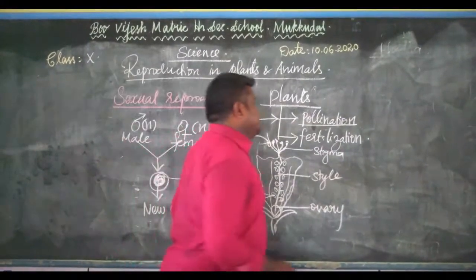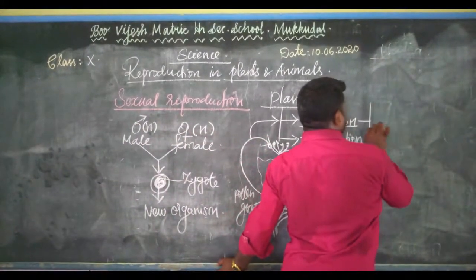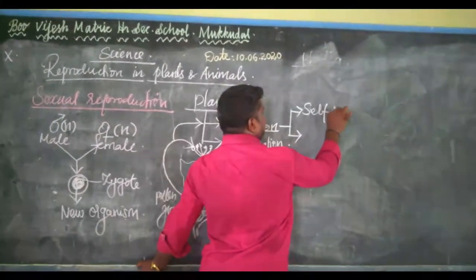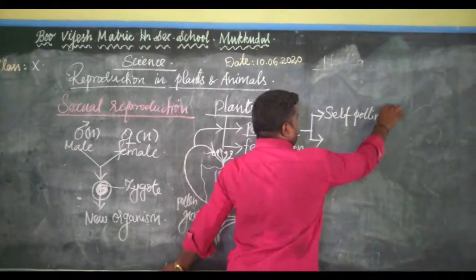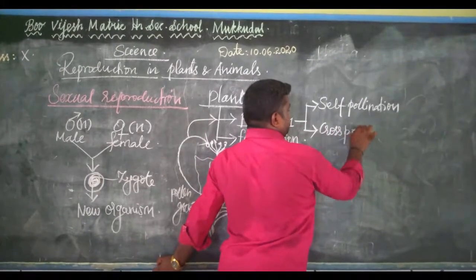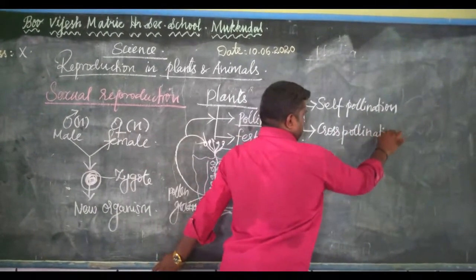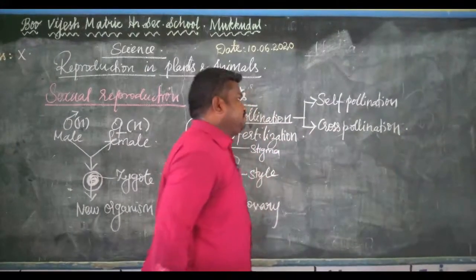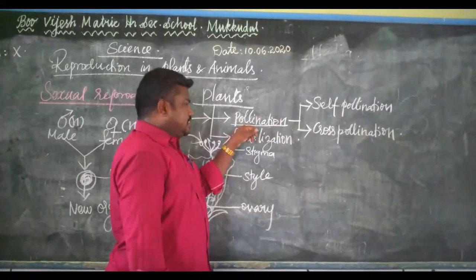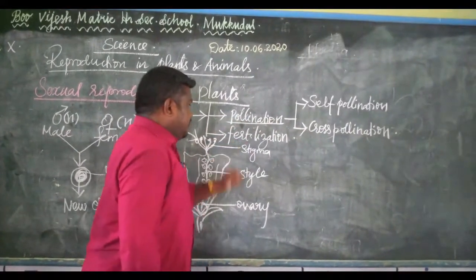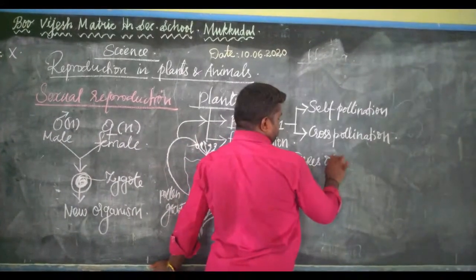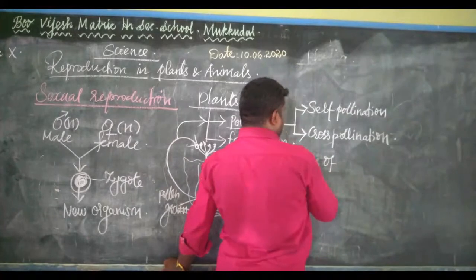Okay. So based on this, pollination is classified into two types. One is self-pollination and the other is cross-pollination. So what are the types of pollination? Self-pollination and cross-pollination. Next we will see the parts of a typical flower.